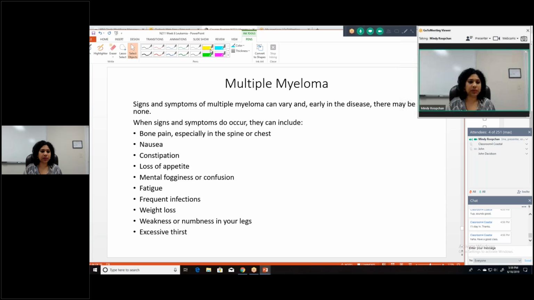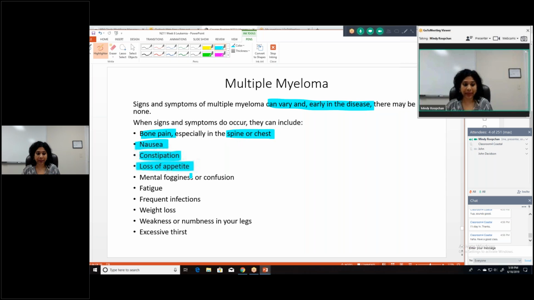Signs and symptoms of multiple myeloma can vary, and early in the disease there are no signs or symptoms. When they do occur: bone pain in the spine or chest, nausea, constipation, loss of appetite, mental fogginess or confusion, fatigue, infections, weight loss, numbness in the legs, weakness in the legs, and excessive thirst. Notice we have a bunch of different symptoms we haven't seen before: constipation, excessive thirst, pain in the spine or chest, mental fogginess. These are things we haven't been seeing yet.